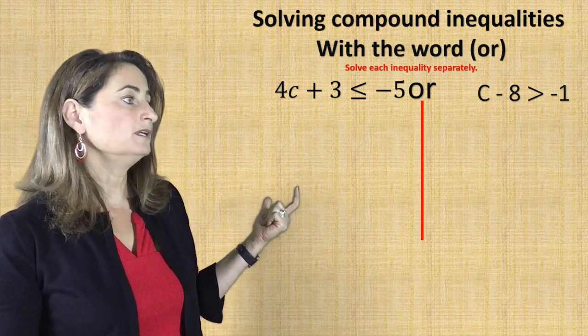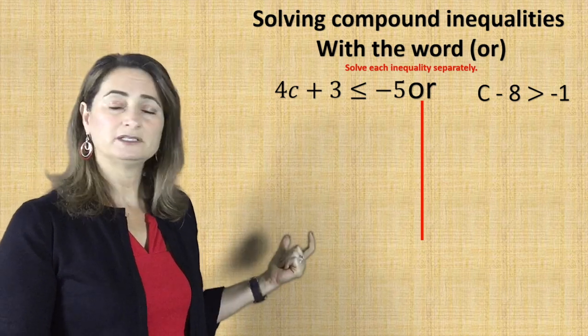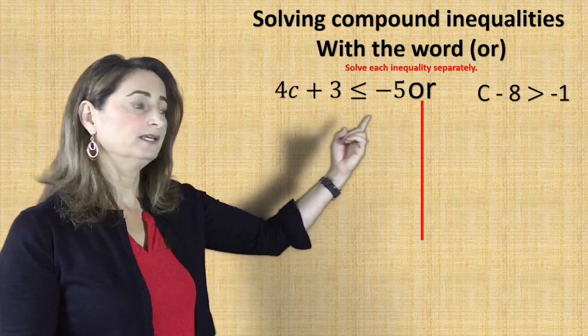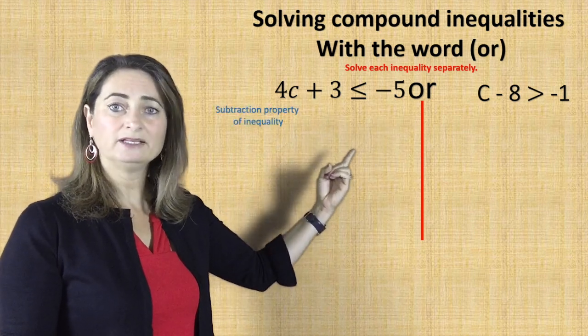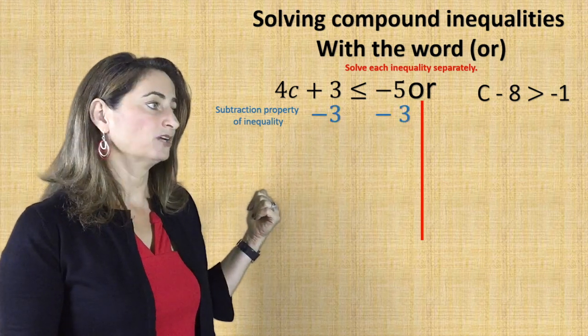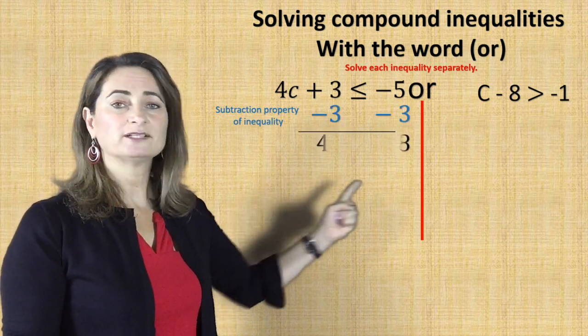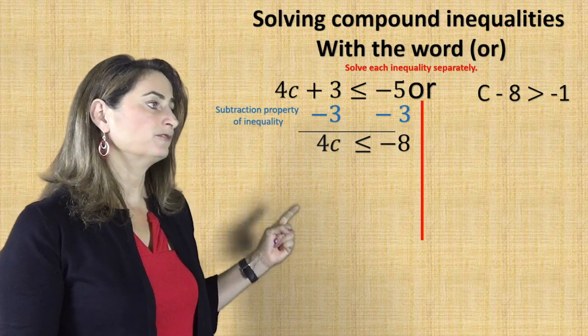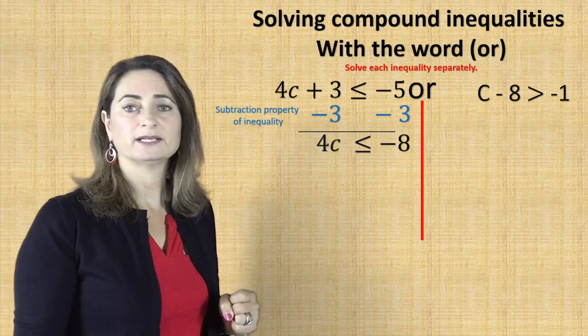For 4c plus 3 less than or equal to -5, I need to isolate c. Which number is with c? The 3. Since I'm adding 3, use the subtraction property of inequality. So subtract 3 from both sides. You end up with 4c less than or equal to -8.